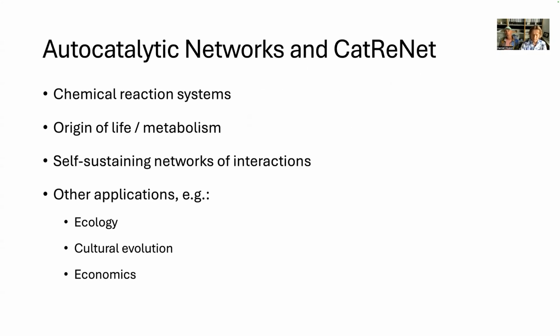So CatReNet is a program that allows you to analyze chemical reaction systems. It's of particular interest to people interested in the origin of life and in particular the origin of metabolism. And what we're looking for in a large system is a subset of reactions that in some sense is able to be generated from a food set, but is also autocatalytic. There are other applications beyond chemistry, for example, in ecology, cultural evolution, and economics.